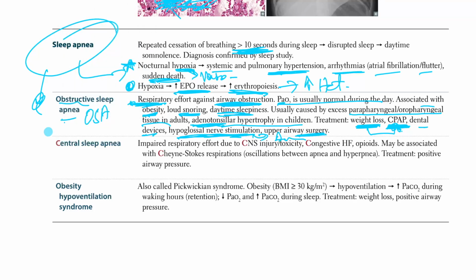Upper airway surgery can be done. So this is all about OSA, which is obstructive. Again, the name here implies obstructive. Obesity is the most common cause. Other than that, you can just think about any obstruction to the airways causing sleep apnea.